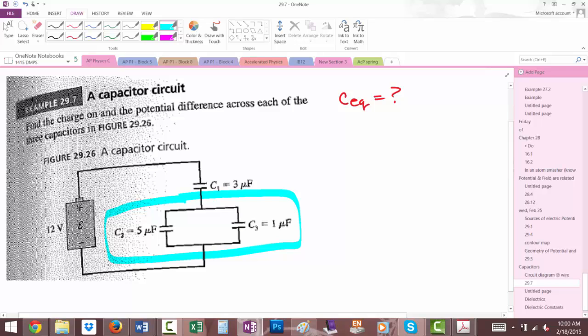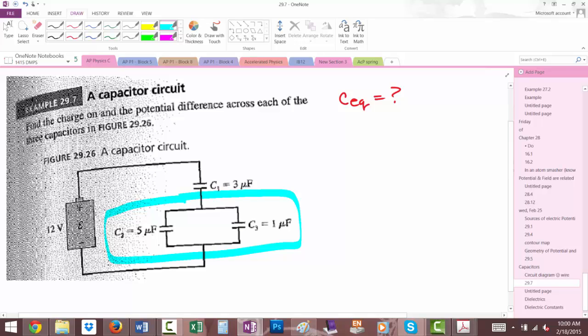Are we okay with the equivalent capacitance part? I was drawing it. Okay, go ahead. Keep going then. So the picture's good. Okay, so what's the equivalent?